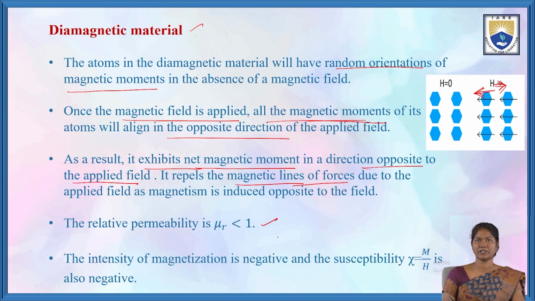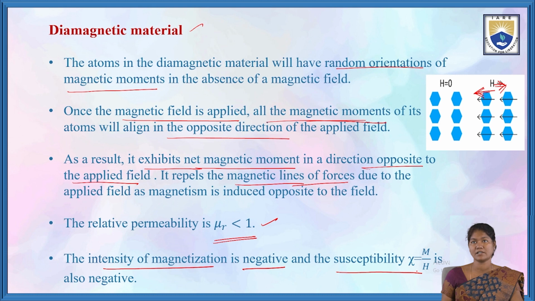The relative permeability mu r is less than 1. So the intensity of magnetization is negative, and the susceptibility chi equals M by H is also negative, where M is the magnetization and H is the applied magnetic field.